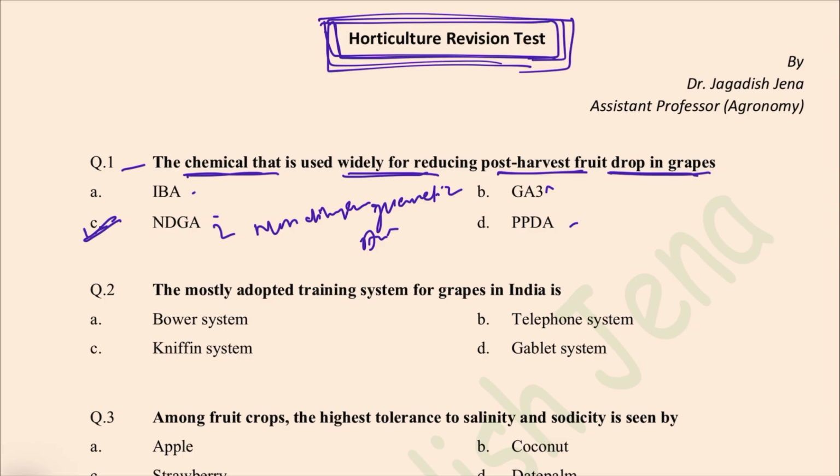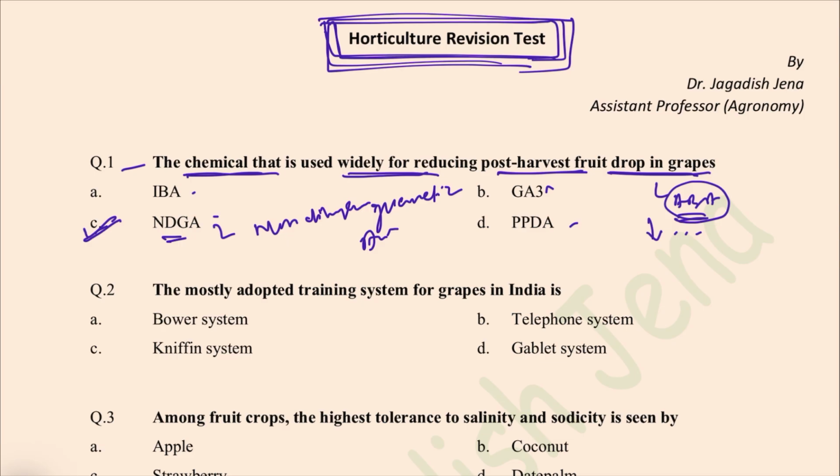Post-harvest fruit drop or berry shatter in grapes is a major issue that reduces commercial value. It is often related to the degradation of the abscission layer due to a plant hormone like abscisic acid. So basically, fruit drop is caused by the abscission layer, which is caused by ABA. When we apply NDGA, it reduces abscisic acid formation, which reduces the fruit drop and increases the commercial value of the grape bunch. Okay, so why are the other options incorrect?